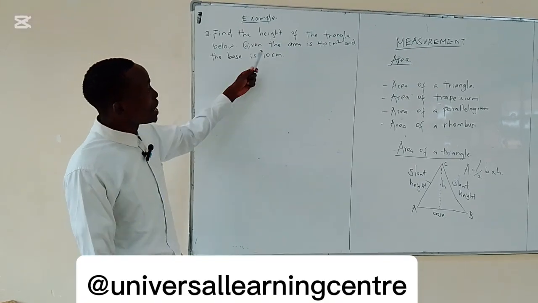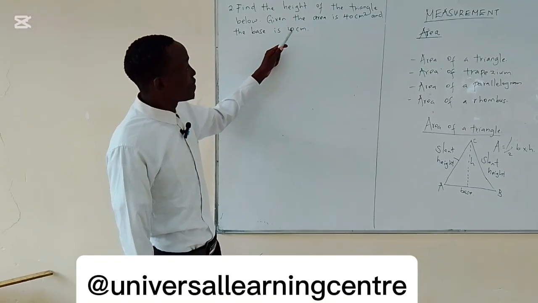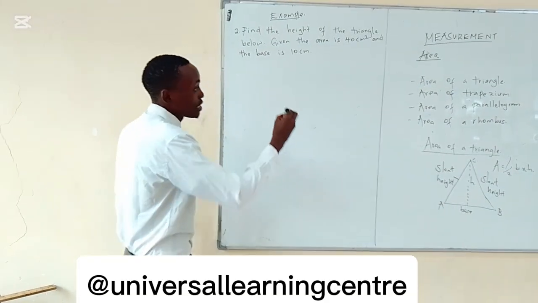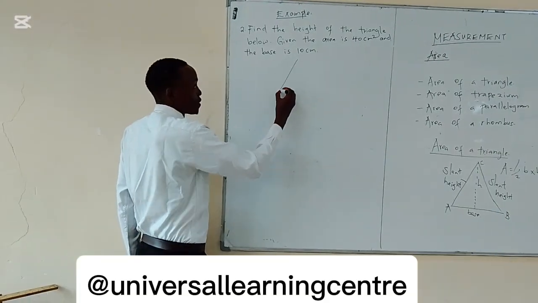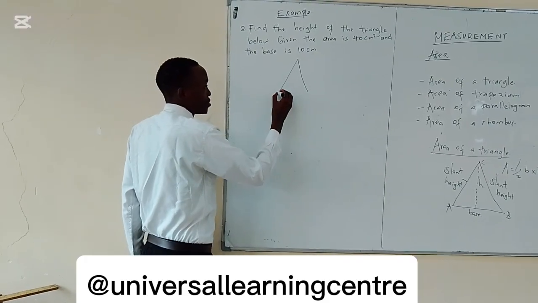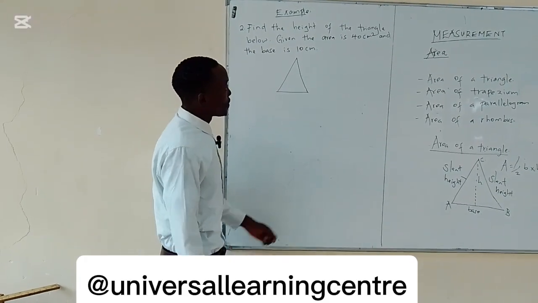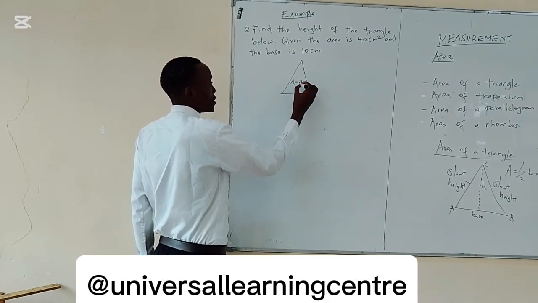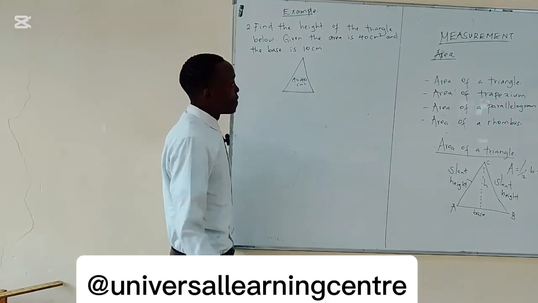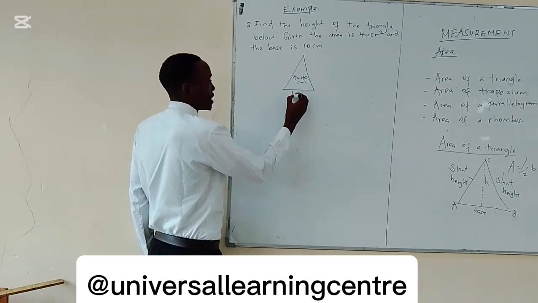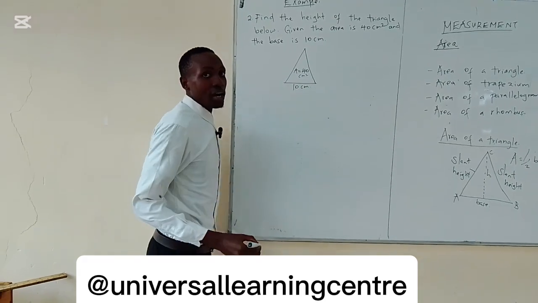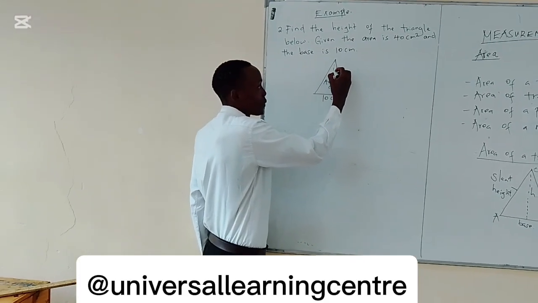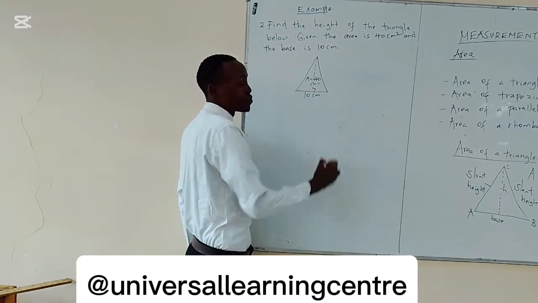So we're going to find the height of the triangle below. Given the area is 40 and the base is 10. So let us have a triangle here. So I'm drawing the triangle. So we have the area of a triangle. The area is equal to 40 centimeters squared. Then you have the base given as 10 centimeters. And we want to find the height. So the slant height is there. Not the slant height, the perpendicular height. That is what we are going to find.